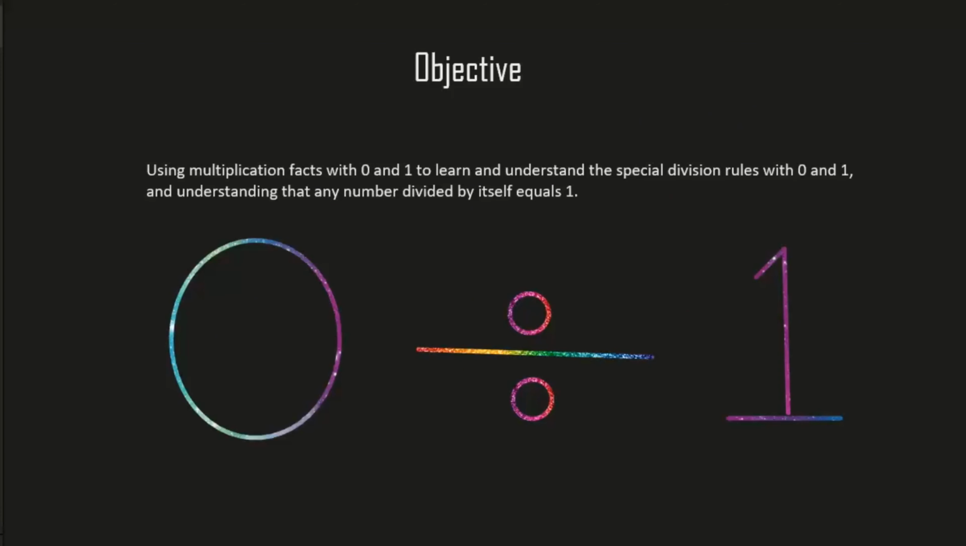This is Arjun Kakanda. Today we will be learning about special quotients. Objective. Our objective for the day will be using multiplication facts with 0 and 1 to learn and understand the special division rules with 0 and 1, and also understanding that any number divided by itself equals 1.